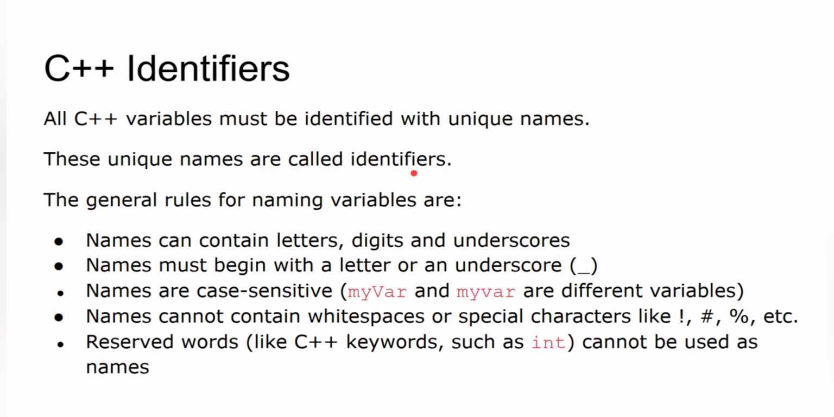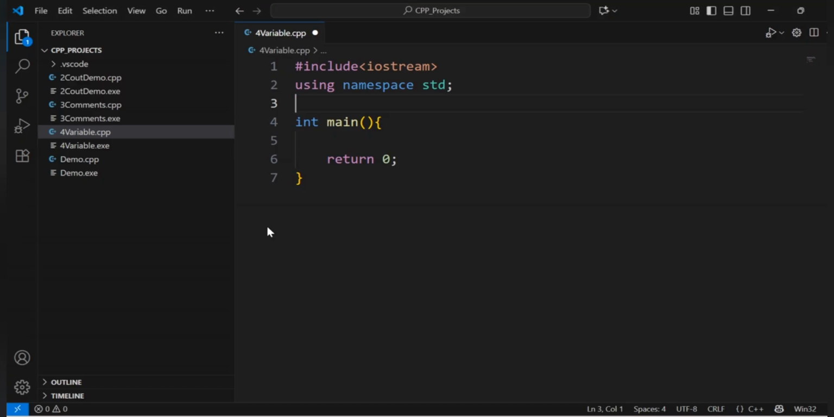You can have any name for your variables. Your identifiers can be short names like x, y, z, or number1, number2. But it is suggested to use more descriptive names, like we used age, name, and height in the previous videos. There are some general rules for naming variables, and we are going to see all the rules that apply when declaring your identifier. Now let's go inside our code.